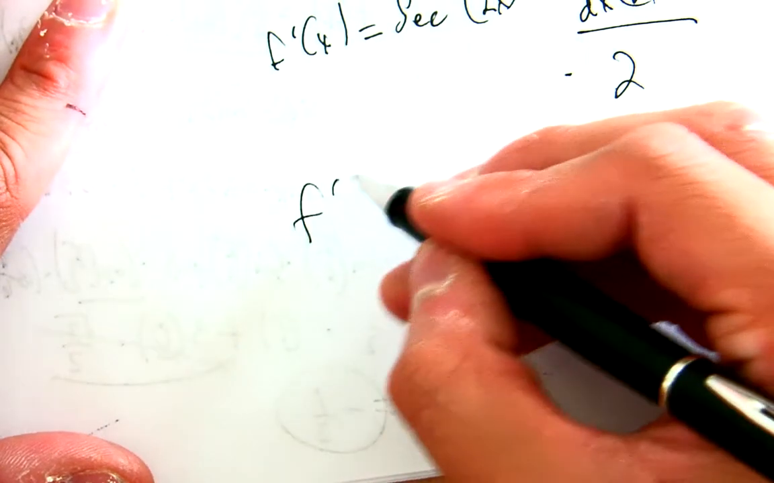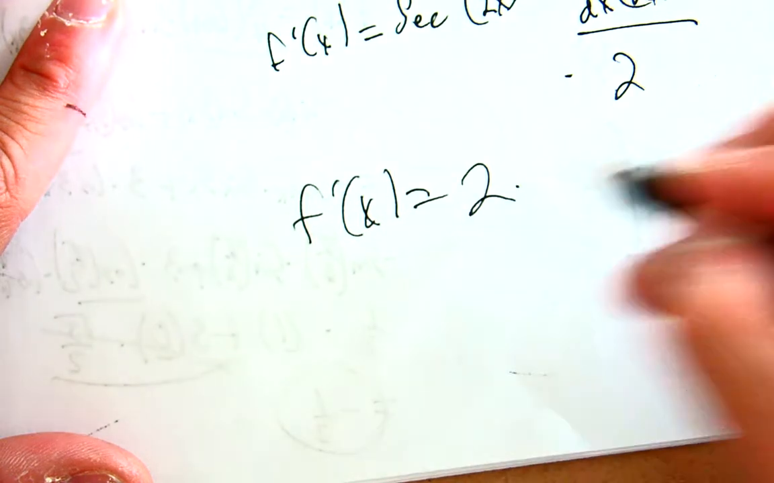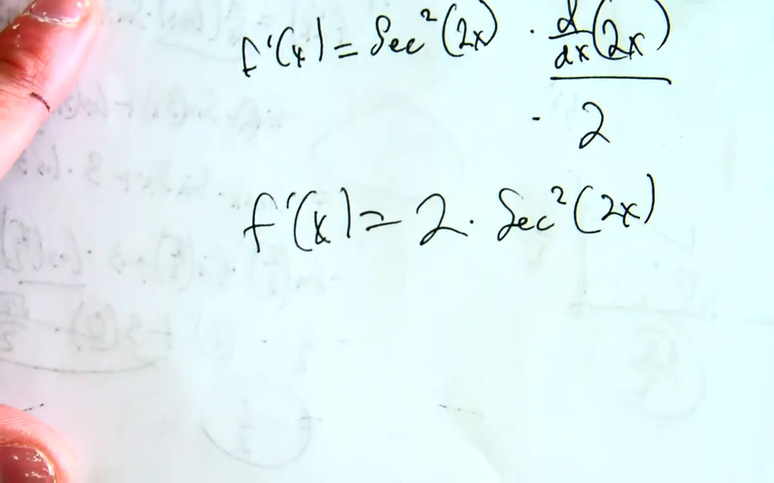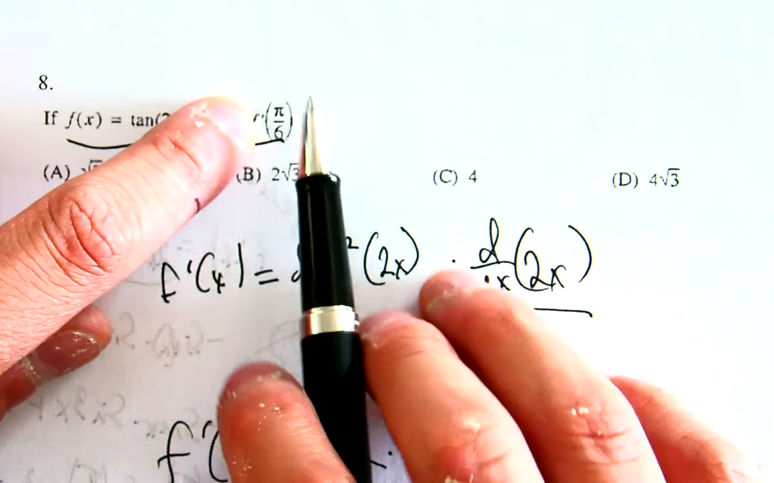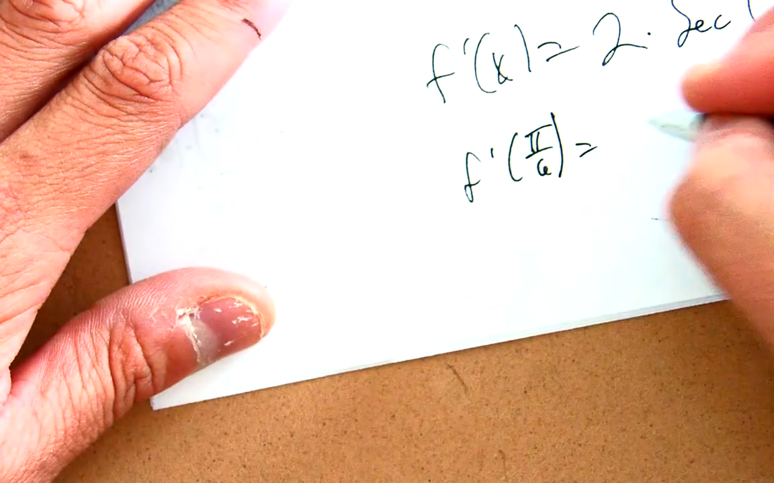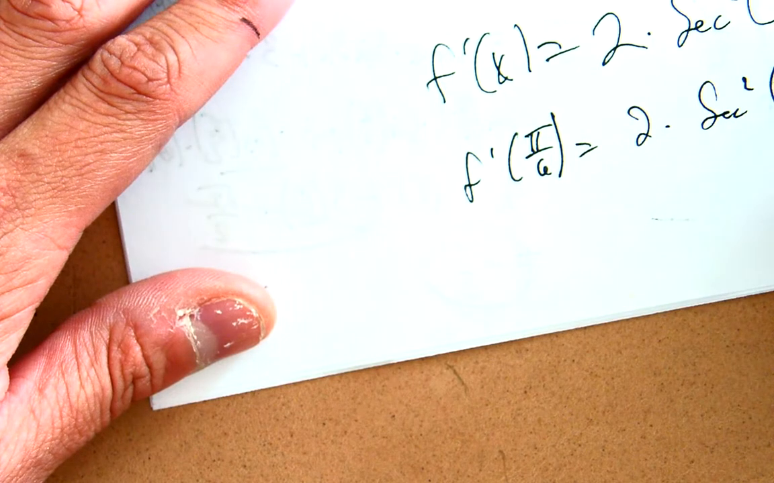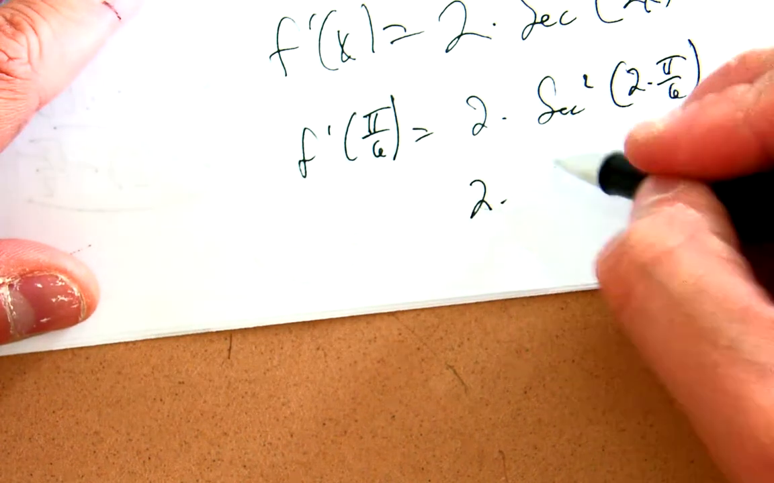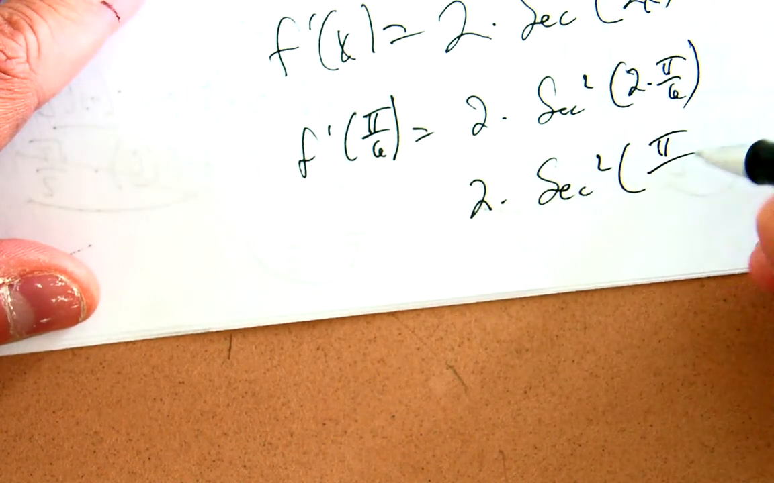So rewrite f prime of x: 2 times, remember the coefficients always go in the front, secant squared of 2x. And now what do I plug in? Pi over 6. So f prime of pi over 6 is 2 times secant squared of 2 times pi over 6. Hopefully we know 2 times pi over 6 is pi over what? That's right, pi over 3, secant squared of pi over 3.